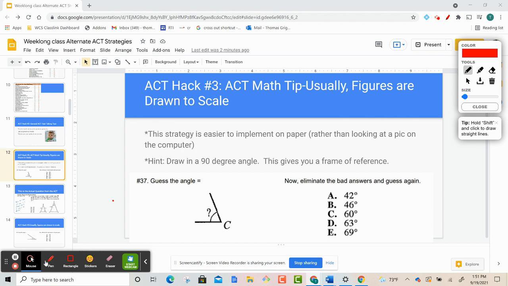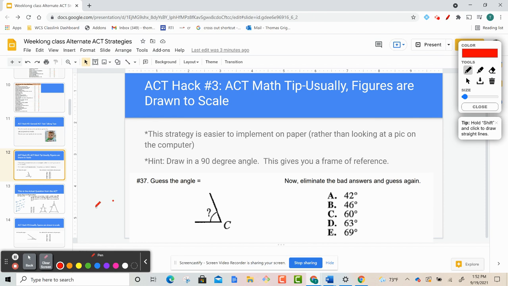So the question I'm looking at right here is number 37 from an ACT. And of course, we know there's no guess the angle questions on the ACT, but this essentially is what the question is asking. It's asking, what is the measure of this angle as it is a part of this larger diagram? So what I always tell students to do is, okay, we've got this angle, and if I don't know how to do it the quote unquote right way, I'm going to make an educated guess.